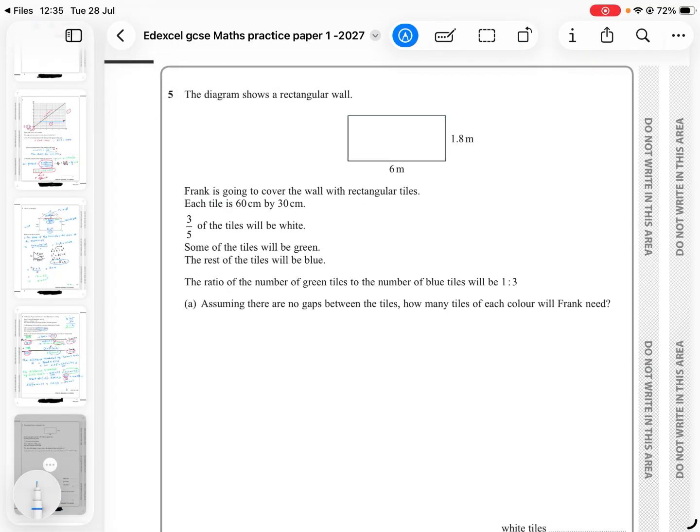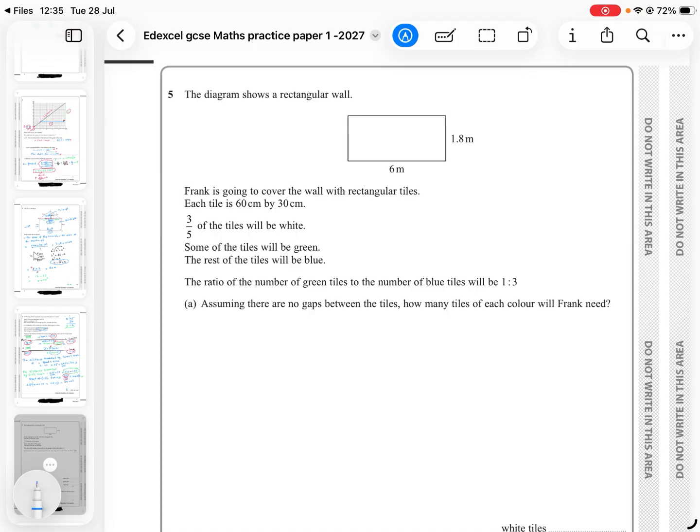Hi, I'm going to walk you through question 5. The diagram shows a rectangular wall. Frank is going to cover the wall with rectangular tiles. Each tile is 6 centimeters by 30 centimeters.